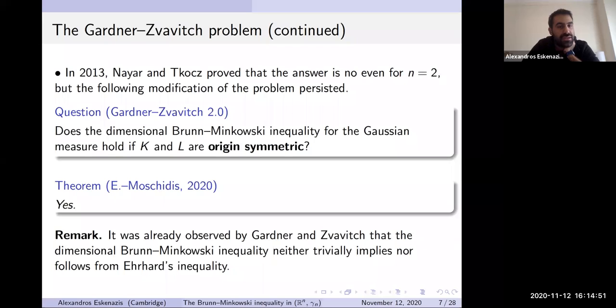Let me just mention that, in comparison to what I was saying before, it was already observed by Gardner and Zvavitch that the dimensional Brunn-Minkowski inequality is neither a consequence of Ehrhard's inequality, nor does it imply Ehrhard's inequality for symmetric convex sets. So the two inequalities are such that one beats the other in different regimes, and I'm going to come back to that in the end.